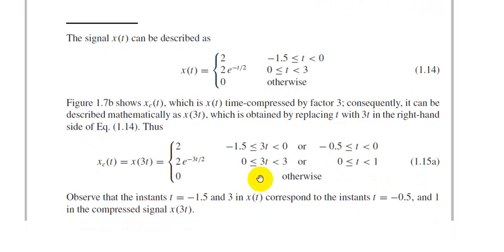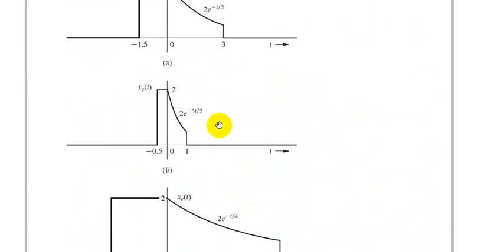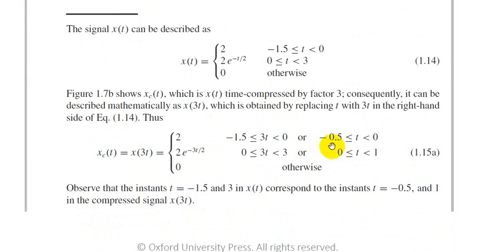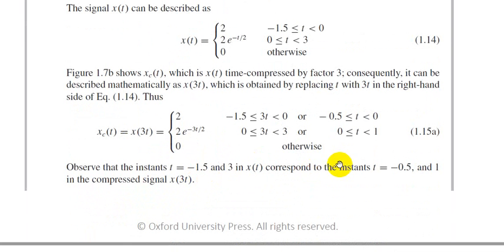Okay, so this is x of 3t. If we draw x of 3t, we'll get this function where from -0.5 to 0 the value is 2, as mentioned here. You can see here from -0.5 to 0 the value is 2. Then again from 0 to 1 the value is a function which is dependent on t.